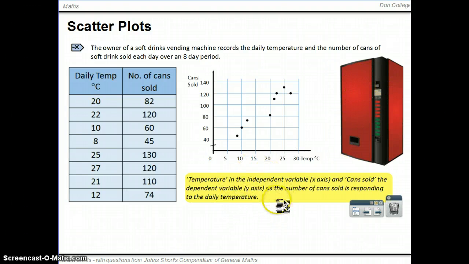One way to try and remember which is which here, the dependent variable that goes here is the thing that depends upon the first one. So number of cans sold depends upon the temperature, but the temperature does not depend upon the number of cans sold. If he suddenly went out and sold some more cans, it doesn't mean that the temperature would then change. The temperature is going to be what the temperature is, and then the number of cans sold depends upon that.